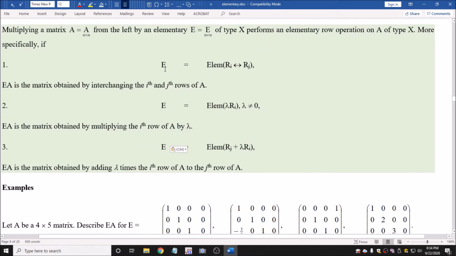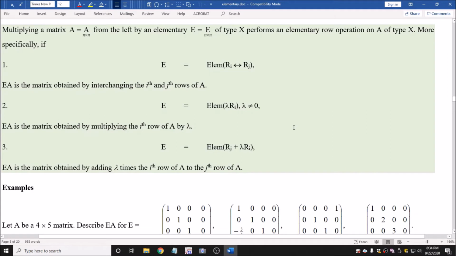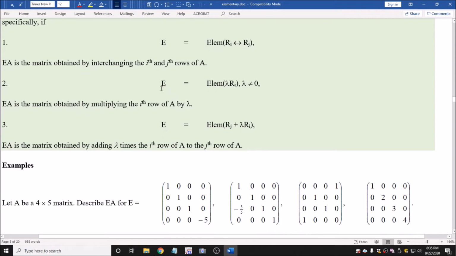More specifically, if E is a type 1 elementary matrix, EA is the matrix obtained by applying that type 1 row operation to A. So if E equals the elementary matrix where the ith and jth rows are interchanged, EA is the matrix obtained by interchanging the ith and jth rows of A. If E is a type 2 elementary matrix, EA is the matrix obtained by multiplying the ith row of A by lambda, where lambda is not equal to 0.